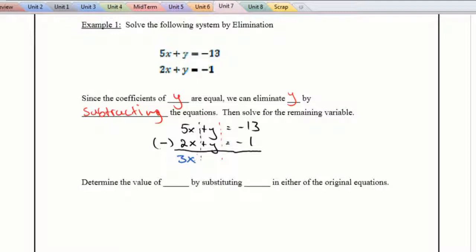This is what needs to happen. The second one here, I have y minus y. If I have a y and I take a y away, how many y's do I have? Well, I don't have any y's left. I could write 0y, but I'm not going to, because they're going away. And then over here I have negative 13 minus negative 1. Subtracting a negative is kind of like adding, so I have negative 13 plus 1, which gives me negative 12.